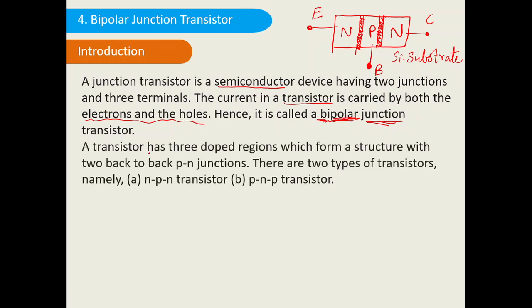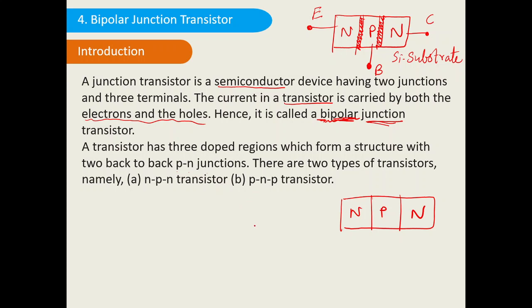So, a transistor has three doped regions which form a structure with two back-to-back PN junctions. So a transistor has three doped regions. Suppose I consider this is the N type, this is the P type, again this is N type. These are the two junctions.